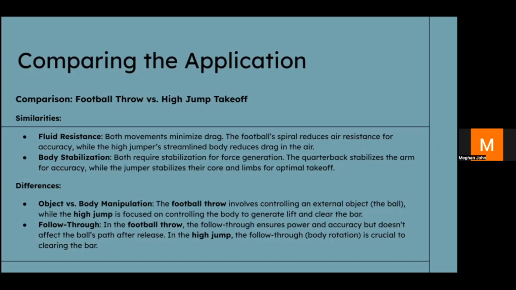For the follow through and trajectory, in the football throw, the follow through is important for ensuring enough power and accuracy, but it doesn't directly affect the ball's path after release. On the other hand, in the high jump, the follow through, the body's rotation and adjustments, directly impacts the jumper's success in clearing the bar. The way they manage their body in the air is crucial. While both movements share common principles like fluid resistance and body stabilization, their focus is quite different.